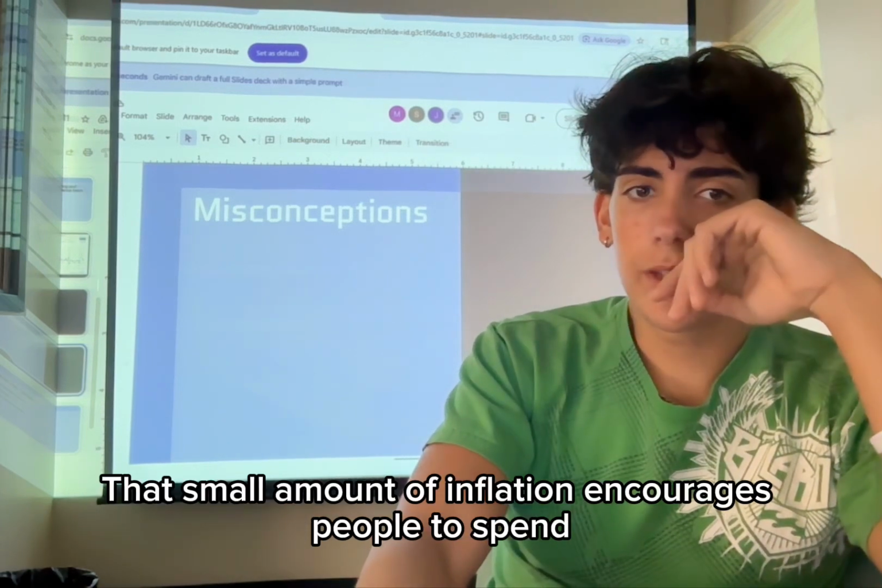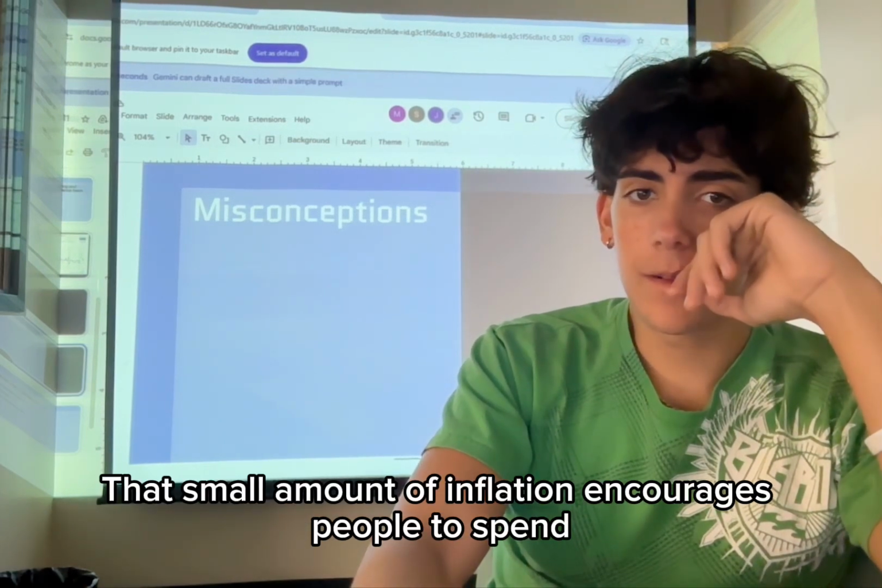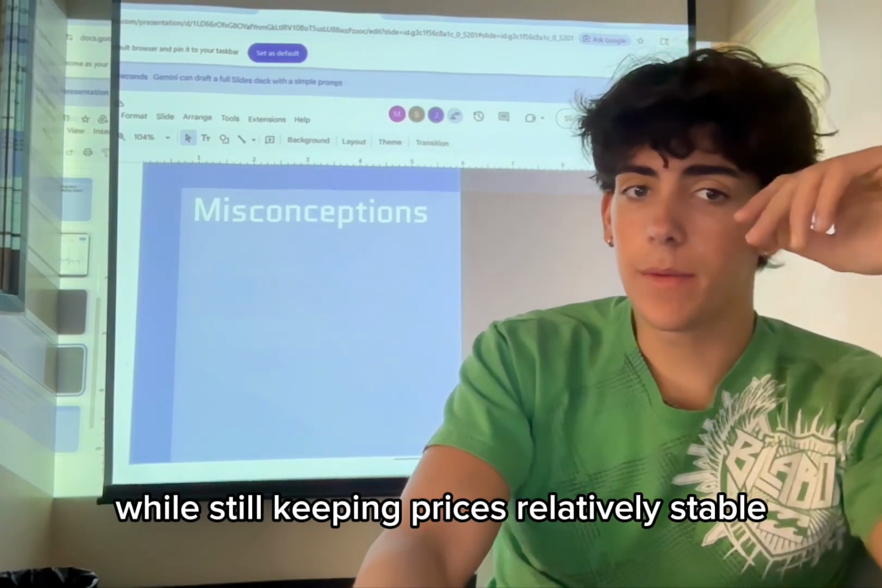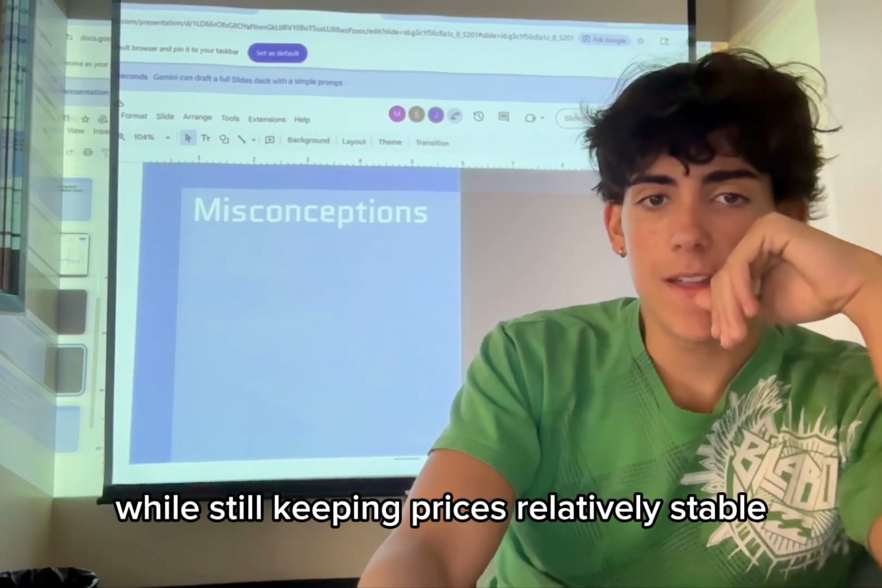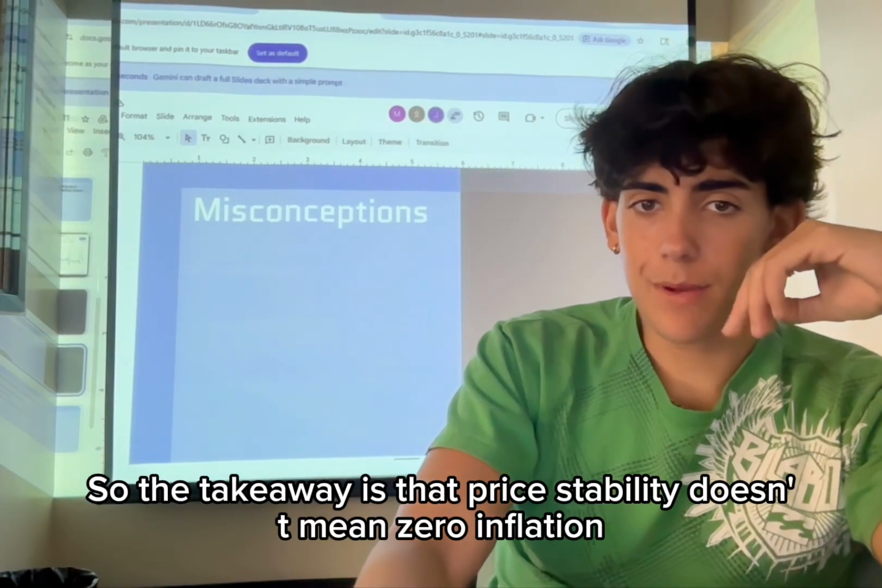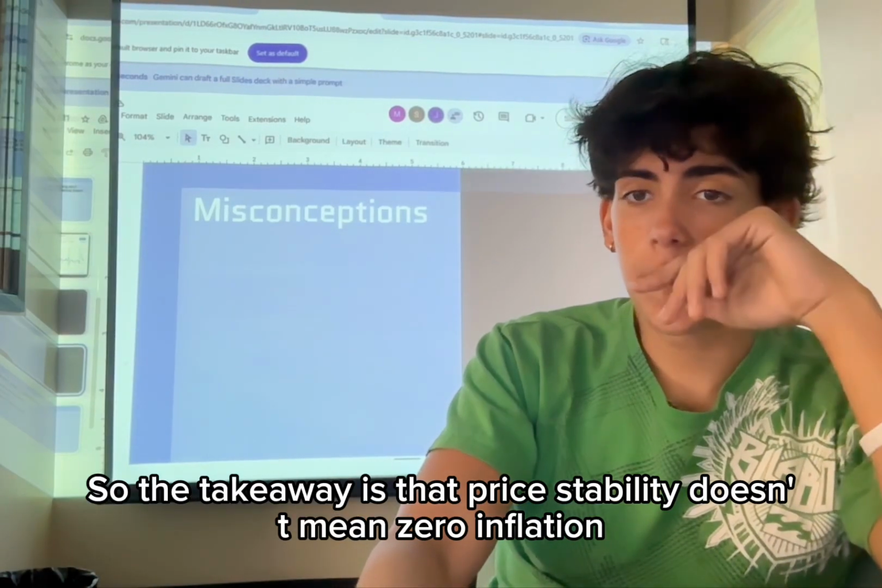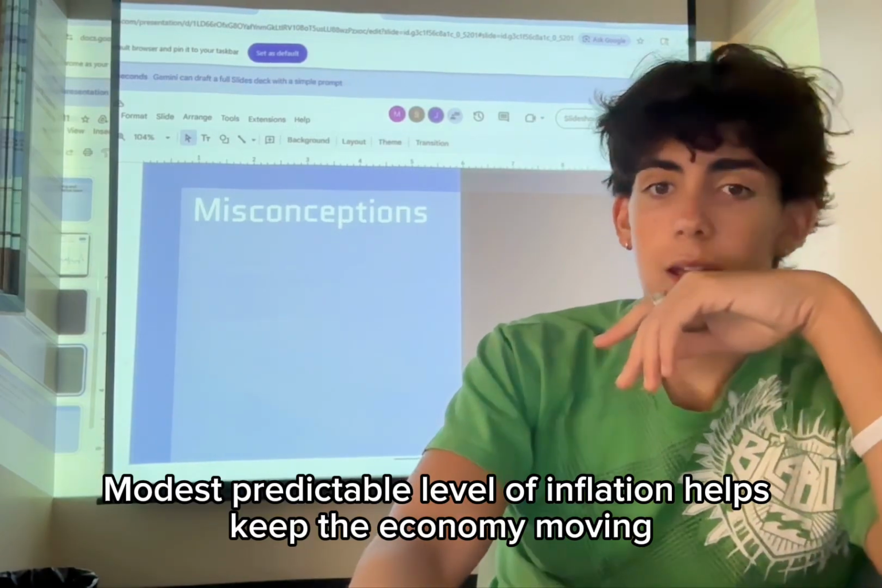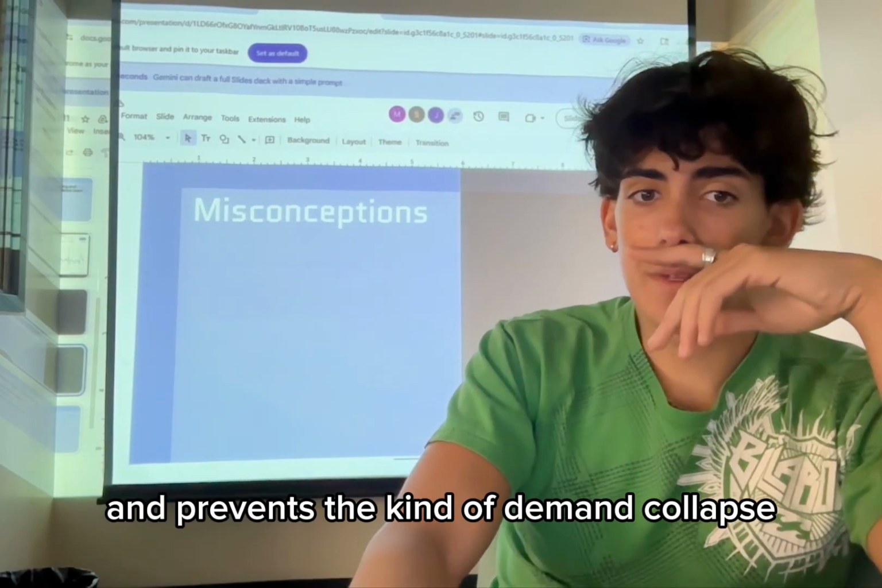That small amount of inflation encourages people to spend and invest today rather than waiting, while still keeping prices relatively stable. So the takeaway is that price stability doesn't mean zero inflation. A modest, predictable level of inflation helps keep the economy moving and prevents the kind of demand collapse that can make downturns worse.